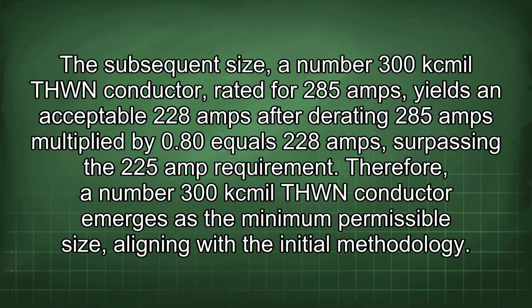The subsequent size, a number 300 kcmil THWN conductor rated for 285 amps, yields an acceptable 228 amps after derating: 285 amps multiplied by 0.80 equals 228 amps, surpassing the 225 amp requirement. Therefore, a number 300 kcmil THWN conductor emerges as the minimum permissible size, aligning with the initial methodology.